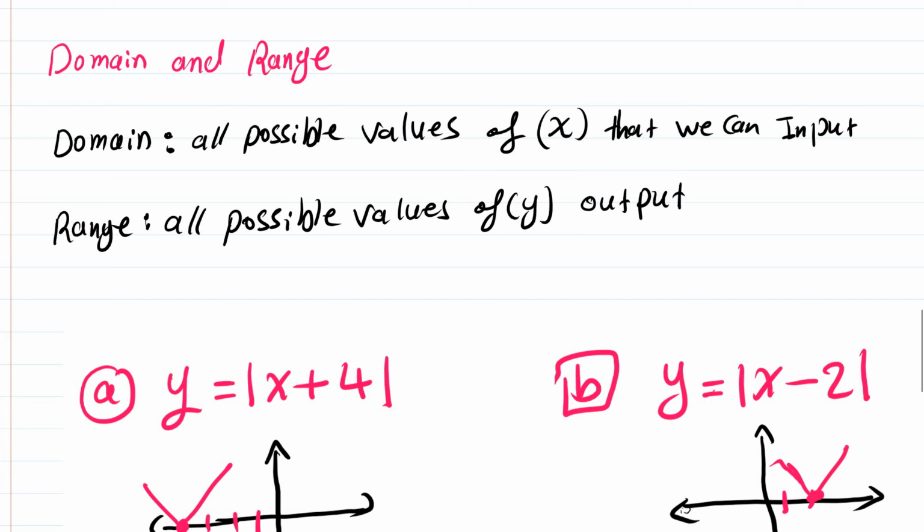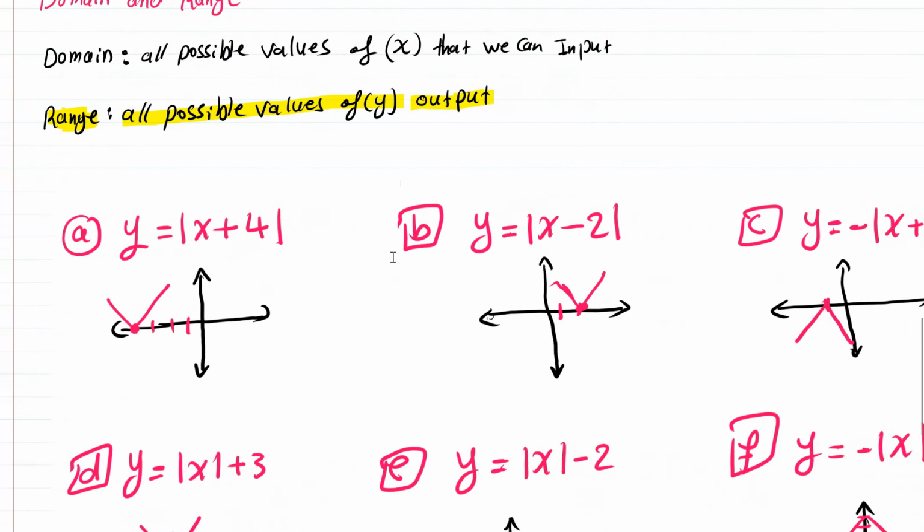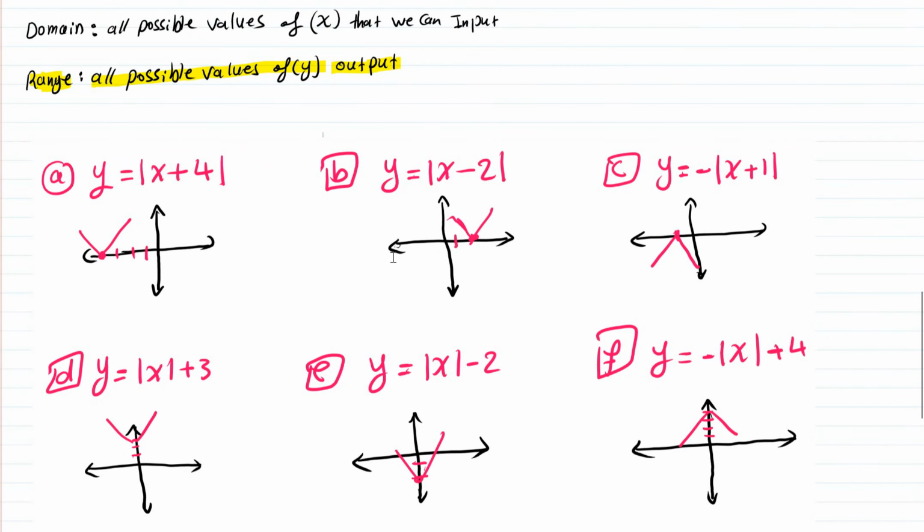Domain and range, students. Domain is what? It is the set of all possible values of x, or that we can input, and range is going to be all possible values of y, that's output, the set of all outputs. Students, the previous examples that I gave you, let's find out the domain and range.